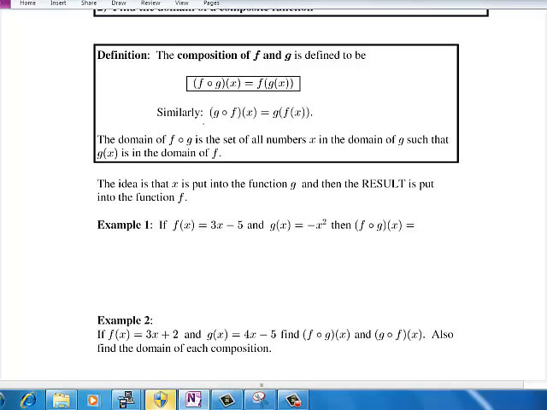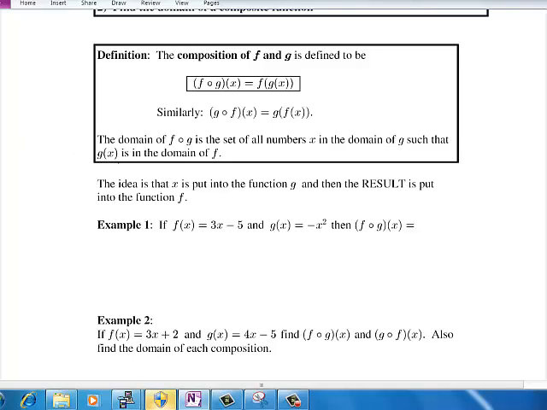And we can do this composition in the other order. We could do g circle f of x, or g composed with f. In that case, x would first go into f, the inside function, and then the output from f would become the new input for g.